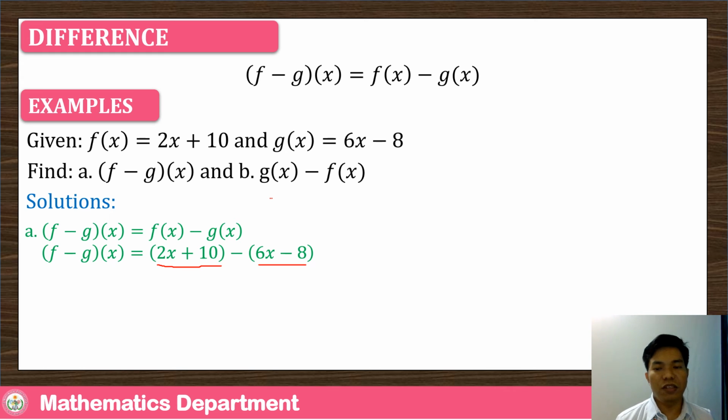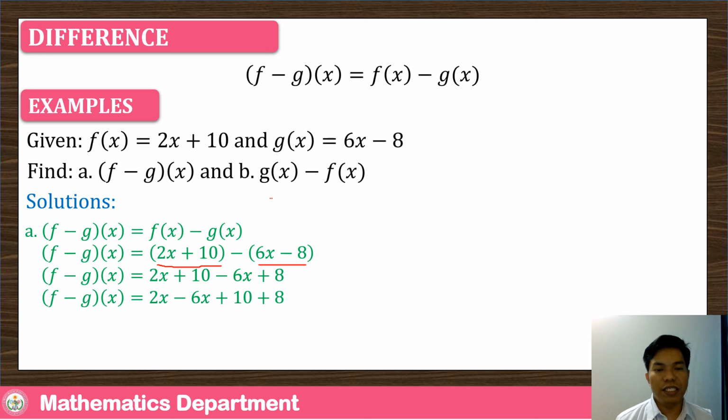So, everything in our subtrahend will be changed. So, yung sign ng ating subtrahend, lahat yan ay mababago. From positive 6x, that will be changed to negative 6x, and from negative 8, that will be changed to positive 8. And then after that, i-combine natin yung ating like terms. So, 2x and negative 6x will be combined together, and 10 and 8 will be combined together. Finally, for f minus g of x, our answer here is negative 4x plus 18.